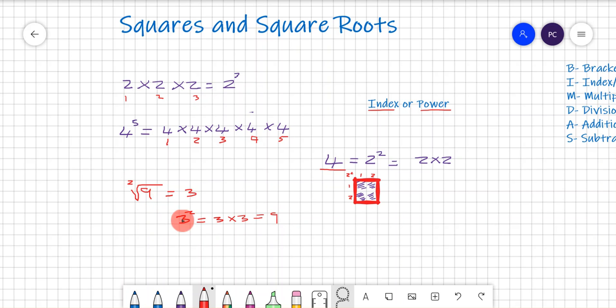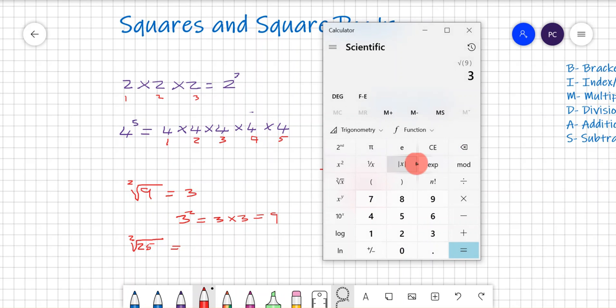So for example, we're trying to figure out what number, when multiplied by itself, will give me the number 9. And that's what we mean by the square root of a number. So for example, the square root of 9 is equal to 3. Likewise, if I was to take the number 25 and get the square root of 25, I'm trying to think of a number that, when I multiply it by itself, will give me 25. So if we take out our calculator, the square root of 25 is equal to 5.